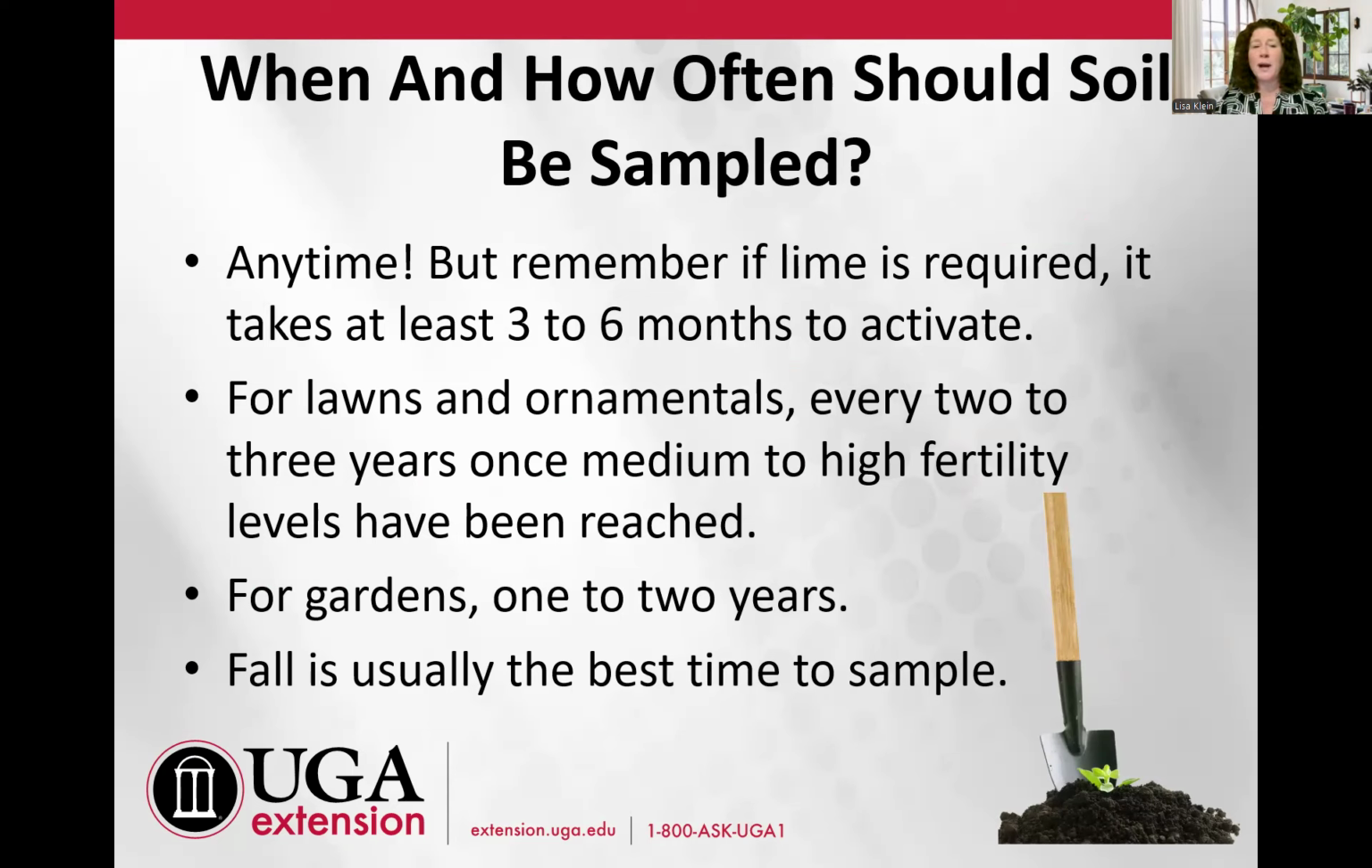So how often and when? Anytime. But as I mentioned, if you have to adjust that pH, it's going to take 3 to 6 months, so try to plan ahead. If you're going to plant in the spring for your summer garden, try to sample it in the fall. And lawns and ornamentals, check it every 2 to 3 years. You want to kind of make sure that the pH isn't too off.